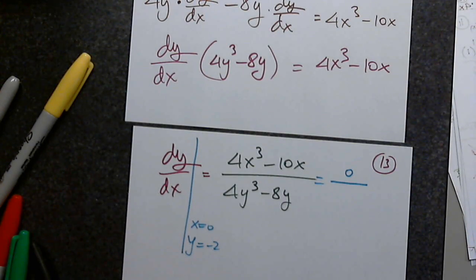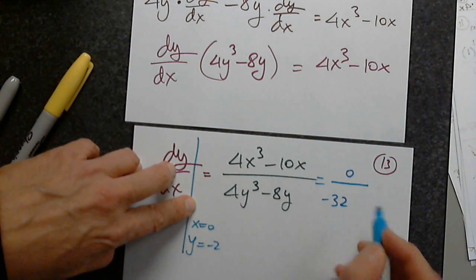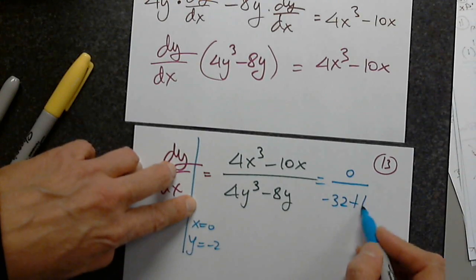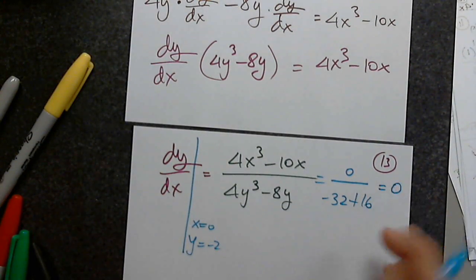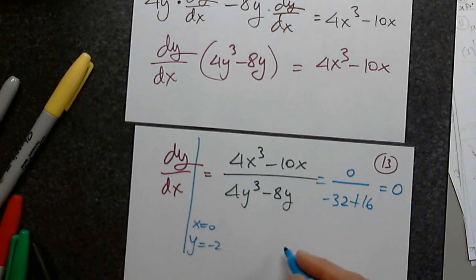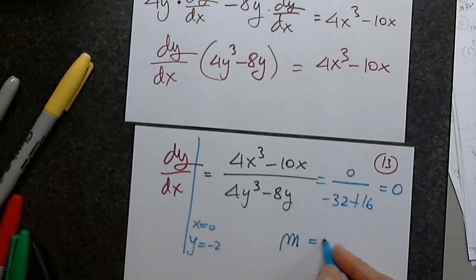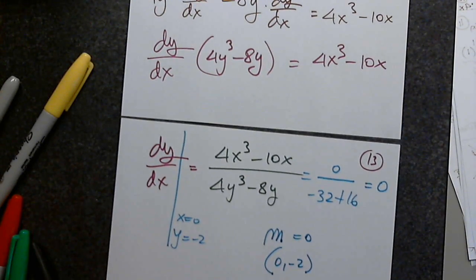Because I don't want 0 over 0, which means the derivative does not exist at that point. I have to check. So 4 times negative 8 is negative 32, and this is plus 16. I don't care for the number. The answer is fine as long as it's not 0. And it's not. So I have that the slope is 0 at the point (0, -2).